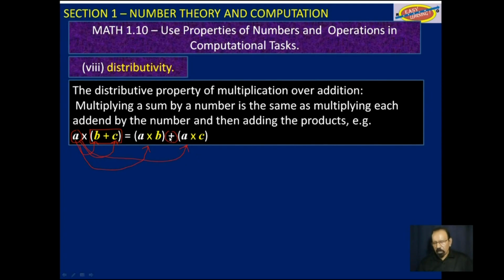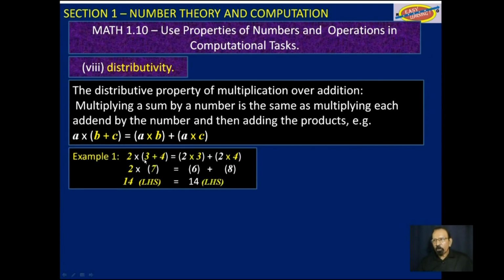2 multiplied by 4 plus 3 is equal to 2 multiplied by 3 plus 2 multiplied by 4. Let's see how that works. 2 multiplied by 7 is equal to 6 plus 8. So 2 sevens would give you 14. That's the left-hand side of this equal sign. And 6 and 8 will give you 14 as well. That's the right-hand side of the equation.